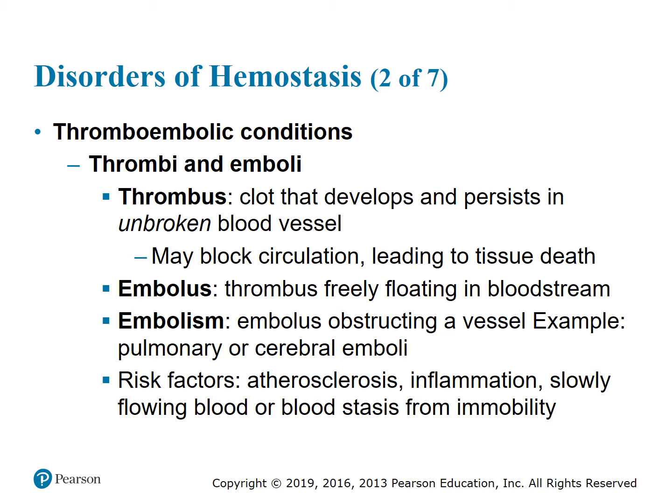Thromboembolic conditions: thrombi and emboli. A thrombus is a clot that develops and persists in an unbroken blood vessel. It may block circulation, leading to tissue death. An embolus is a thrombus freely floating in the bloodstream. An embolism is an embolus obstructing a vessel, for example, in pulmonary or cerebral emboli. Risk factors are atherosclerosis, inflammation, slowly flowing blood, or blood stasis from immobility, like being in an airplane for a long time and not moving around.